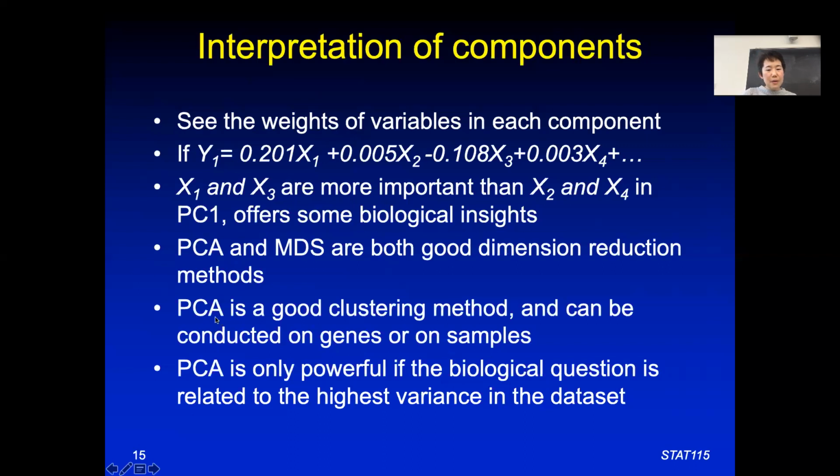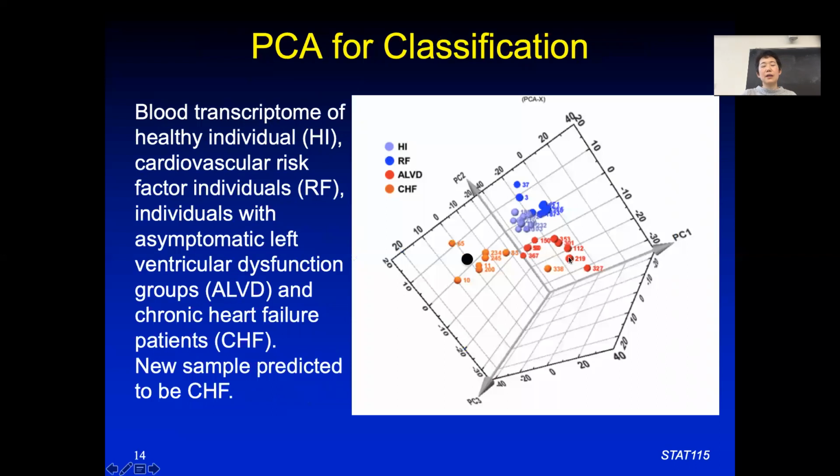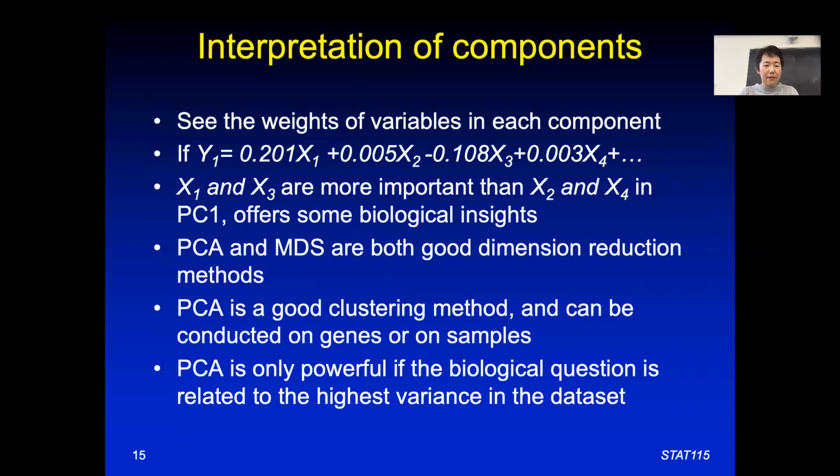Yeah, so PCA is also a good clustering method. It can be conducted on genes. You can look at whether genes cluster. So you just transform the matrix, or you can also cluster on the samples. In this case, we are clustering on the samples, and that's the sample classification question. But you can also use it to classify the genes to see whether the genes have similar behavior in different samples. So PCA is only powerful if the biological question is related to the highest variations in the data set.